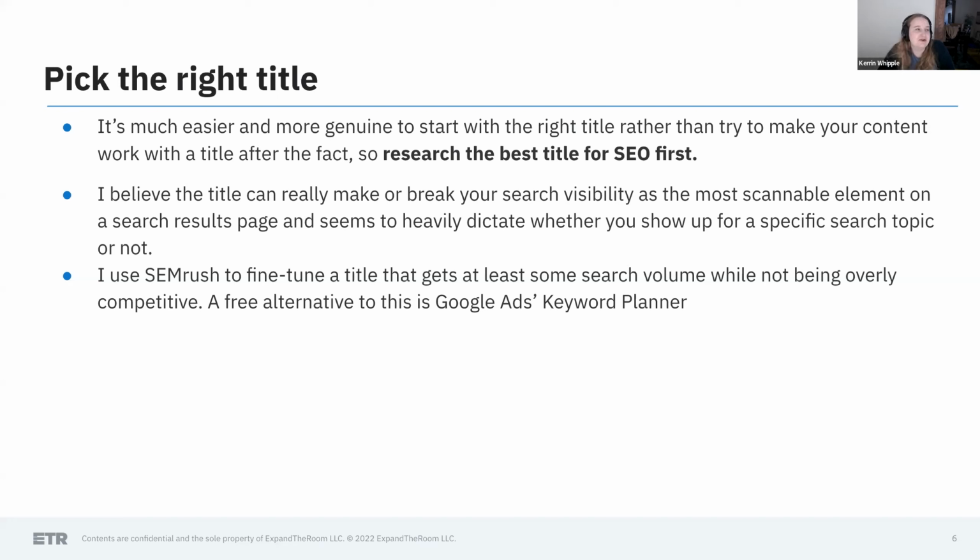So it allows you to find something in the sweet spot. For us, you want to actually get at least some searches; you don't want it to be nothing. And you also don't want it to be so competitive. If you just wanted to write an article about design trends and were trying to rank for design trends, we'd be going up against a lot of heavy hitters, so getting a little more niche might help you. A free alternative to SEMrush is Google Ads Keyword Planner, which does a similar thing.